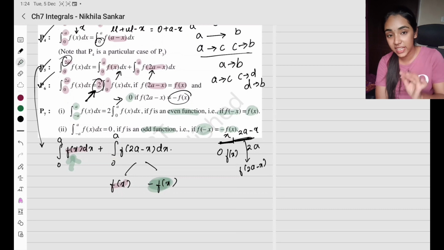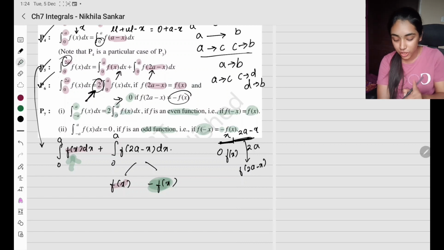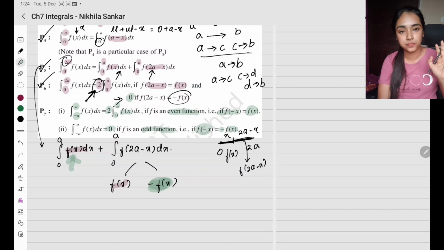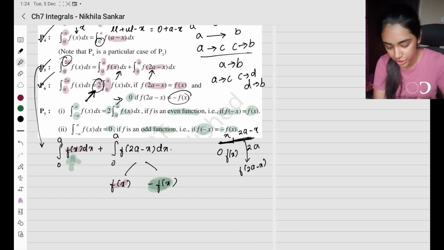When you're dealing with negative a to a, you can omit the negative a by writing it as 2 times integral 0 to a of f of x if it is an even function. Odd function it is going to be 0. The proof is given in the book. So if it is an even function, it is going to be twice of 0 to a f of x. If it is not an even function, if it's an odd function, it is going to be a 0.